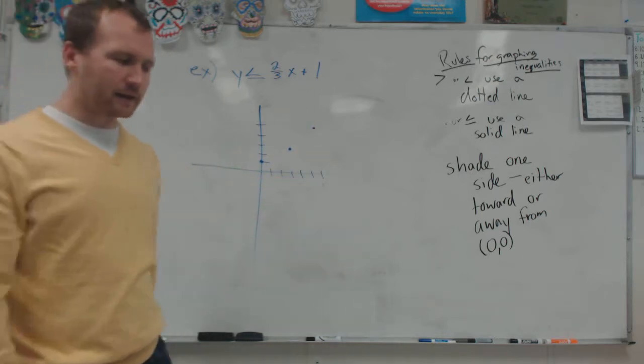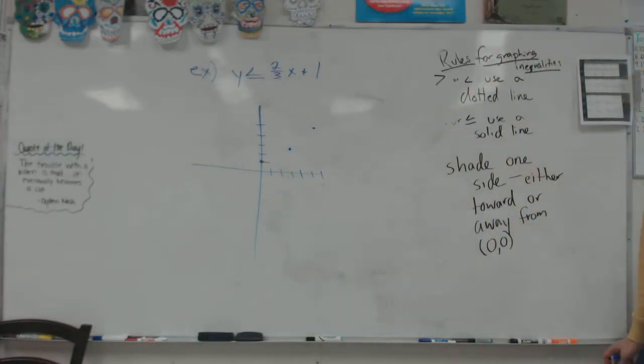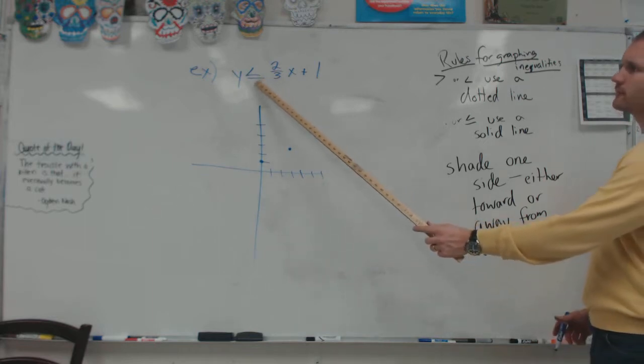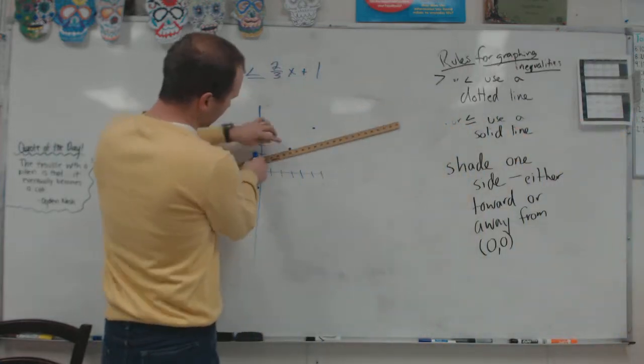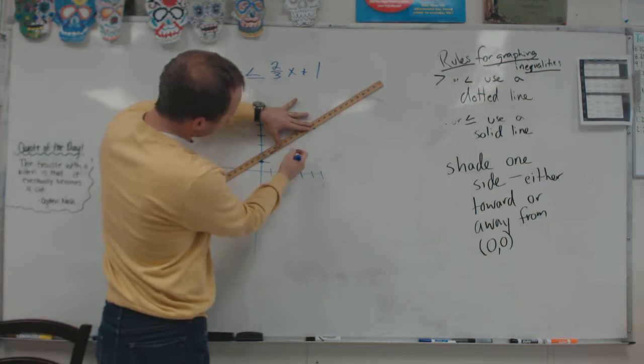Okay, solid line or dotted line? Why is it a solid line? Because I think the line under shows that it's solid. That makes it solid. Okay, my points are a little off. You can see we'll have to kind of do our best here.